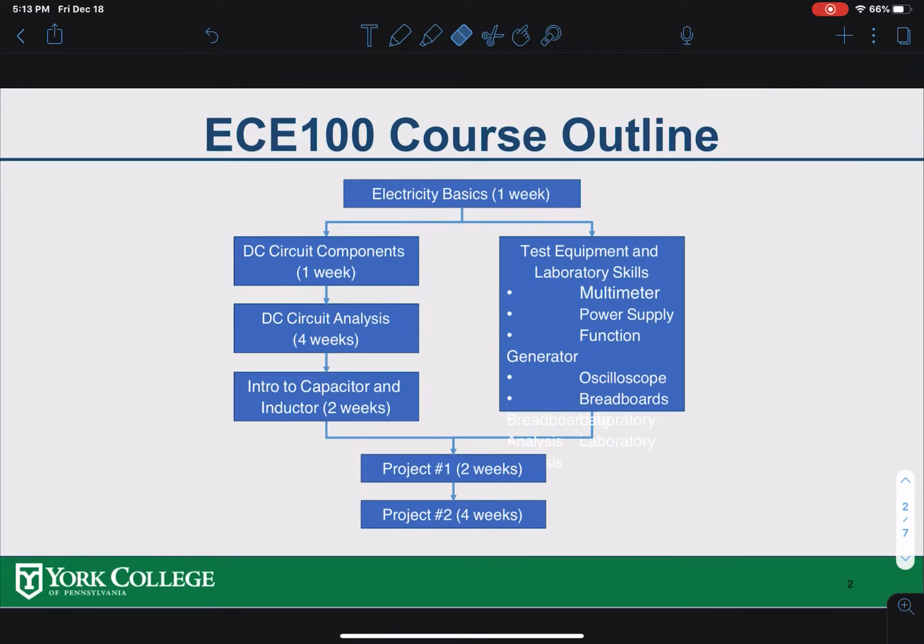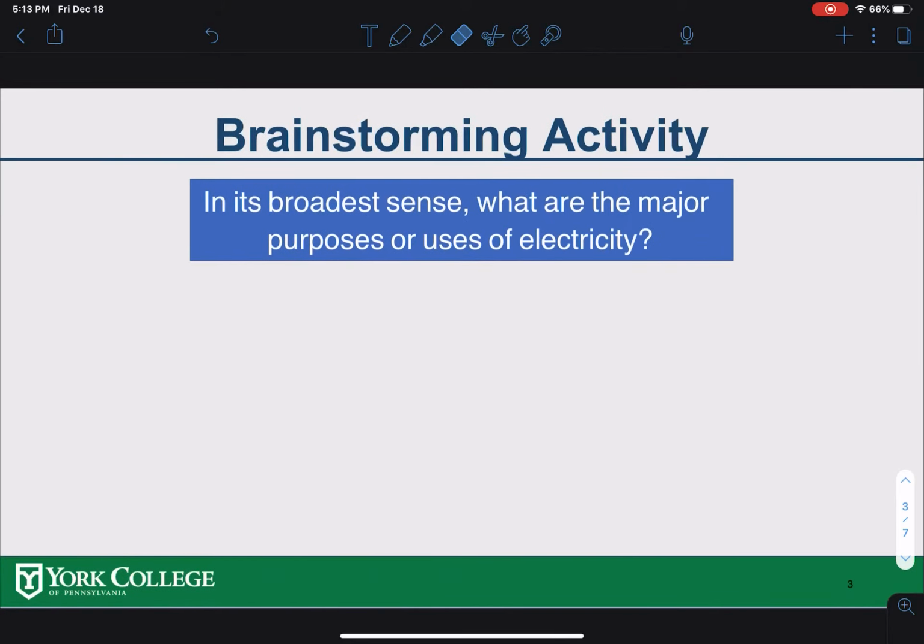With doing this, we're also learning equipment in parallel and developing our skills. So we're going to learn how to use multimeters, power supplies, function generators, oscilloscopes, and also how to use breadboards. And doing all those things, we're also developing our skills to build circuits and test them, and how to do troubleshooting when something goes wrong.